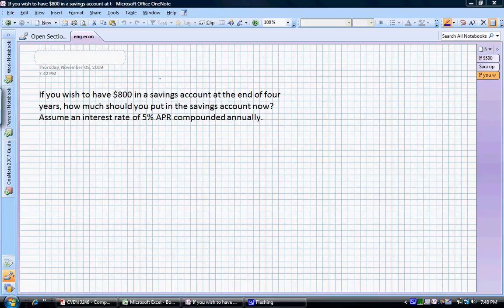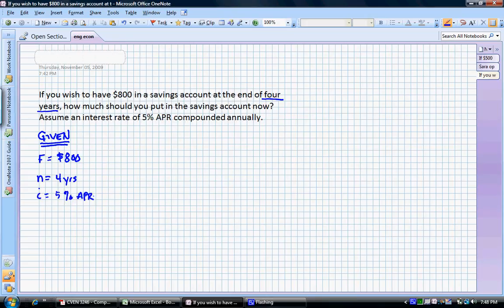Now to start this problem, let's write what we know and what we need to find. In this problem, we are given a future value of $800. We're saying we want to have $800 in the future, so that's going to be denoted by F. We know that we're dealing with an interest period of 4 years, so we have 4 interest periods, and an interest rate, I, which is equal to 5% APR.